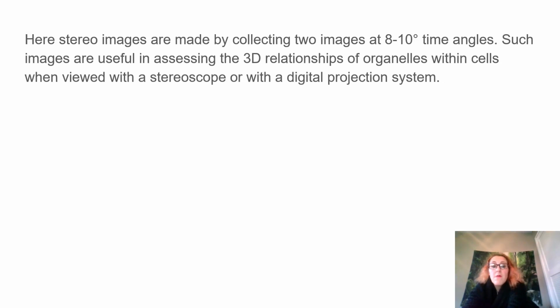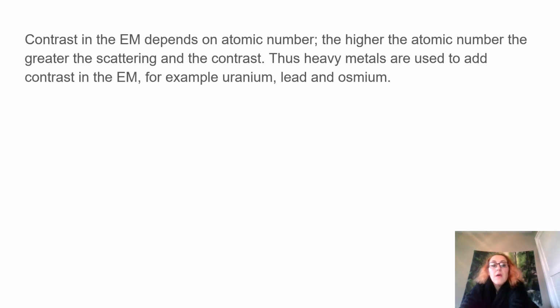Here, stereo images are made by collecting two images at 8 to 10 degree angles. Such images are useful in assessing the 3D relationships of organelles within cells when viewed with a stereoscope or with a digital projection system. Contrast in the EM depends on atomic number. The higher the atomic number, the greater the scattering and the contrast. Thus, heavy metals are used to add contrast in the EM, for example, uranium, lead, and osmium.